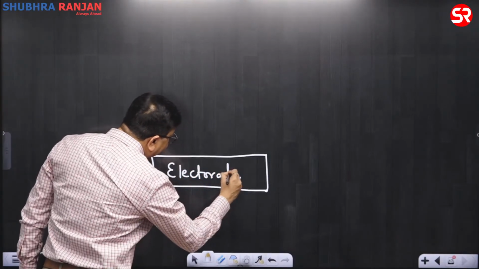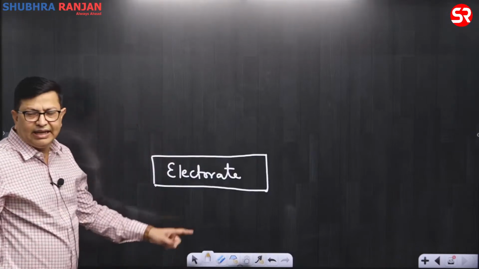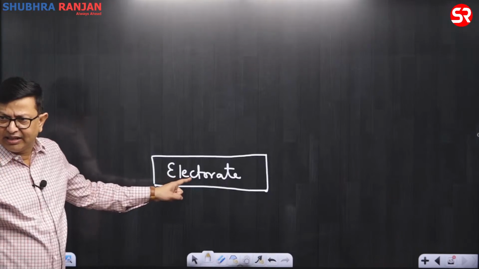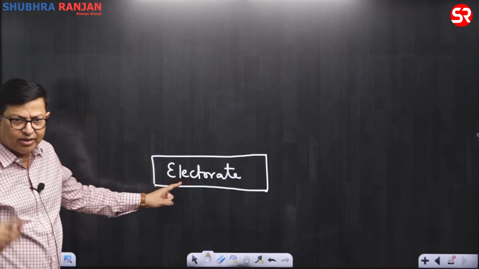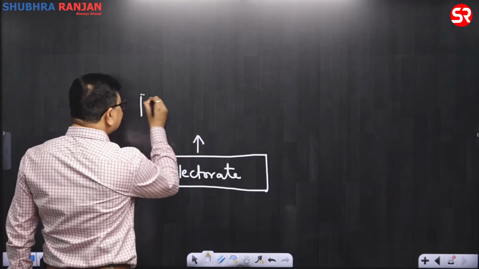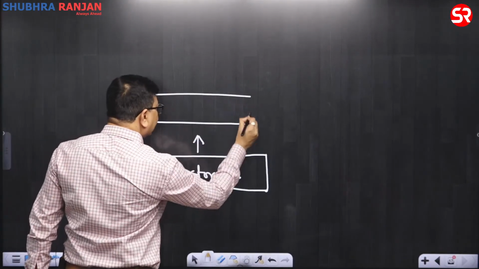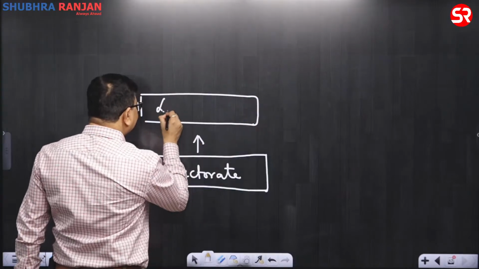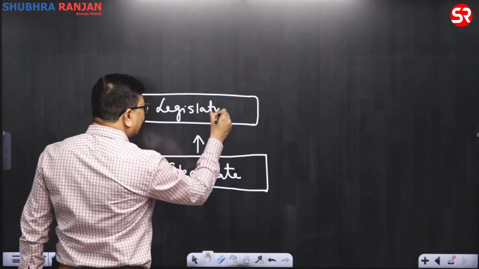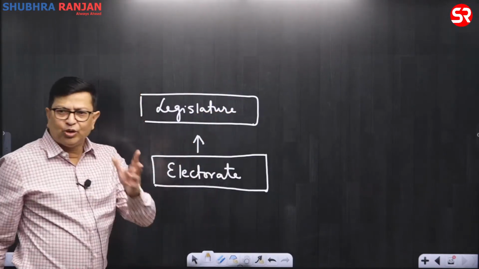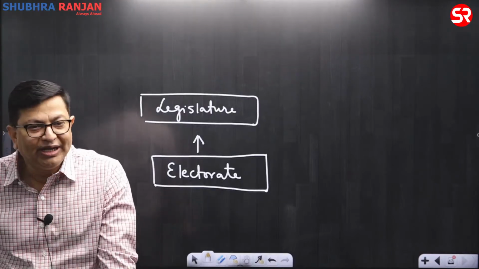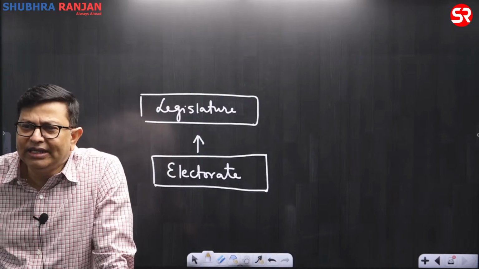In the parliamentary system, the electorate means the voters. If our name is there in the voters list, we are the electorate. So the electorate elects the members of the legislature. We do not elect our prime minister. We do not elect our ministers. What do we do in the elections?